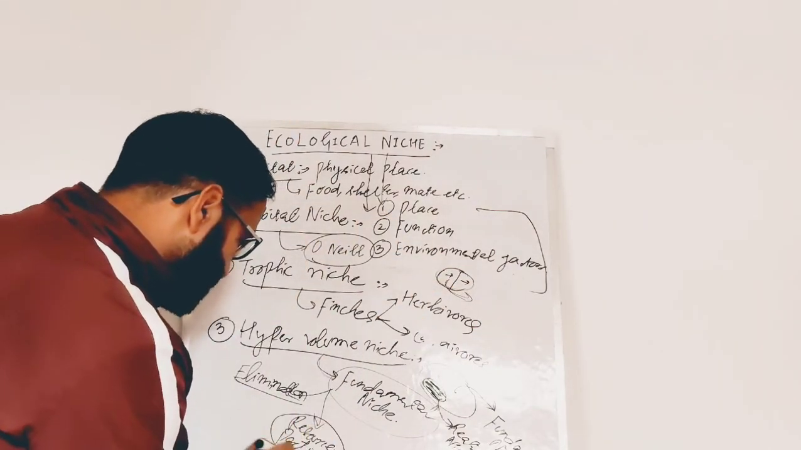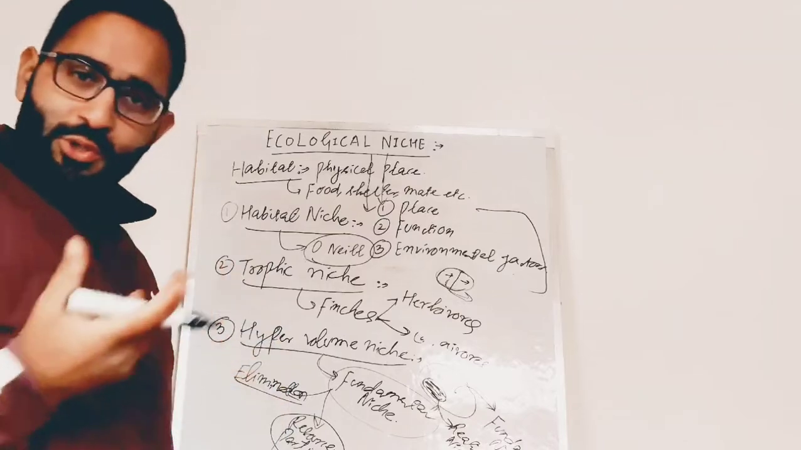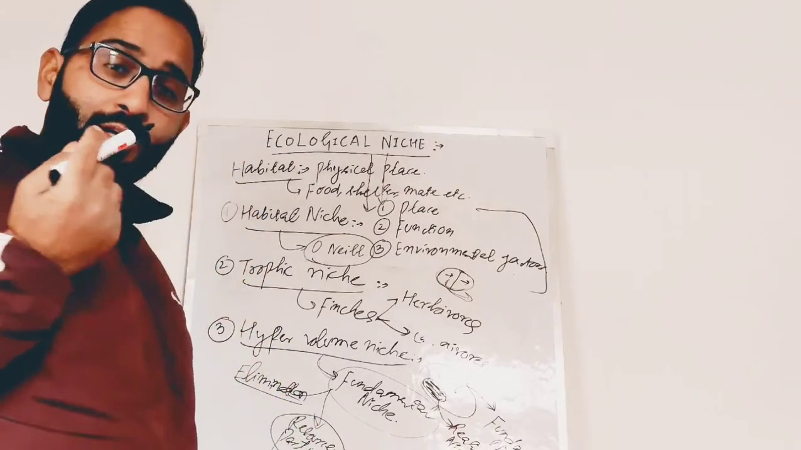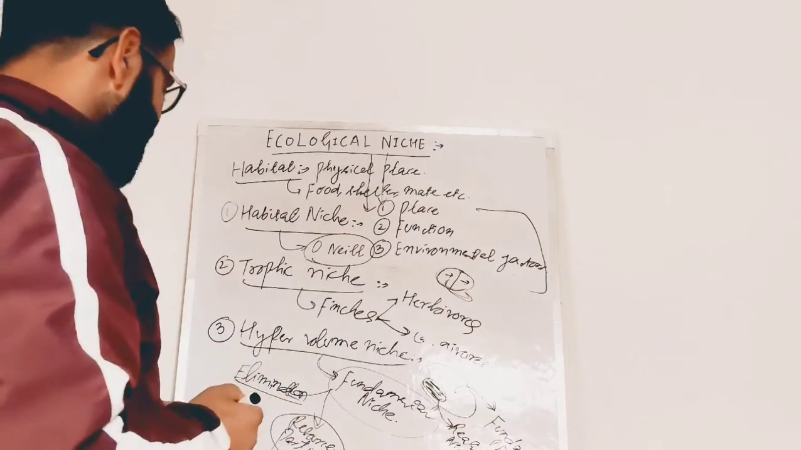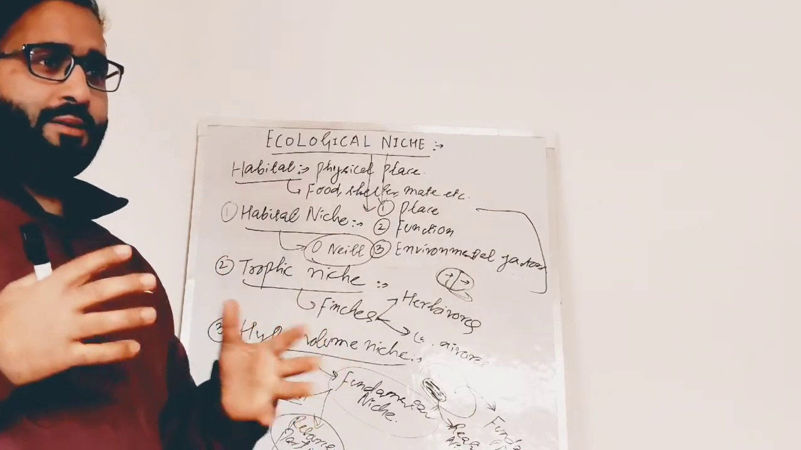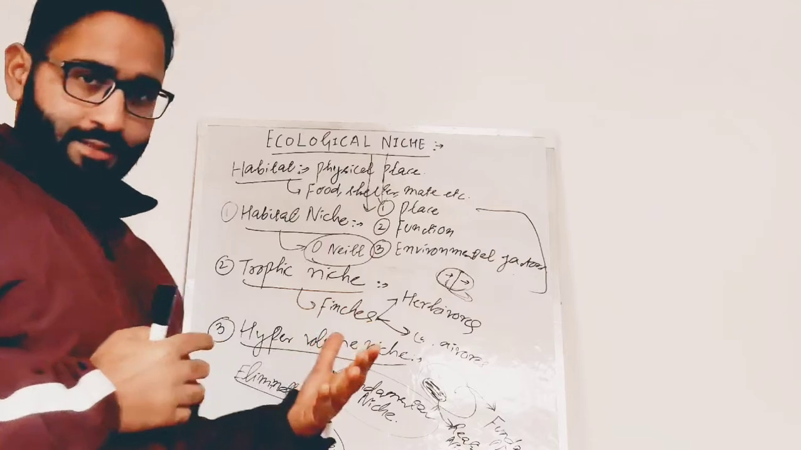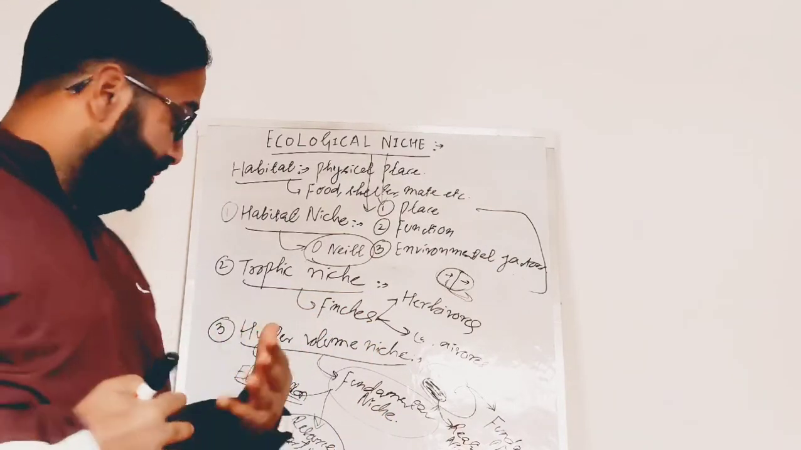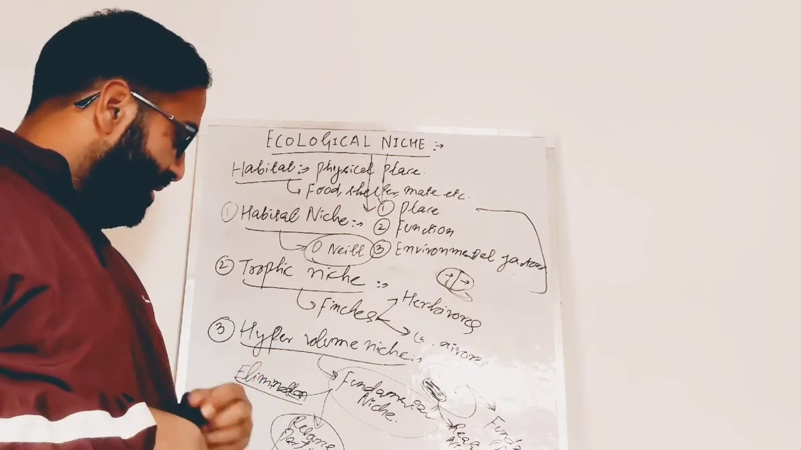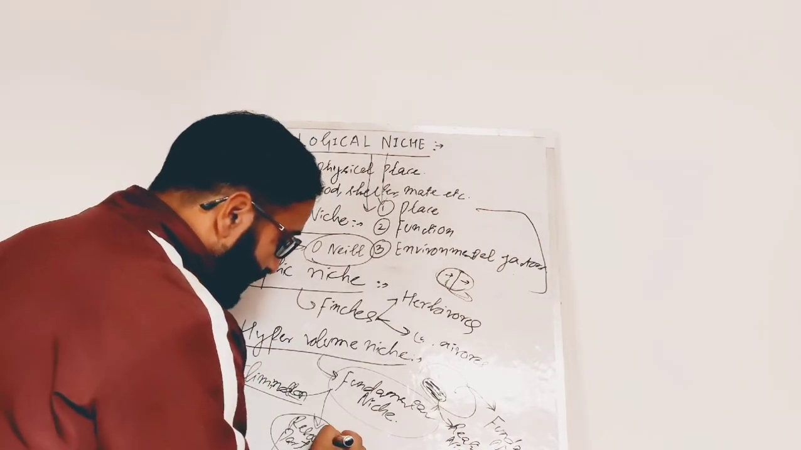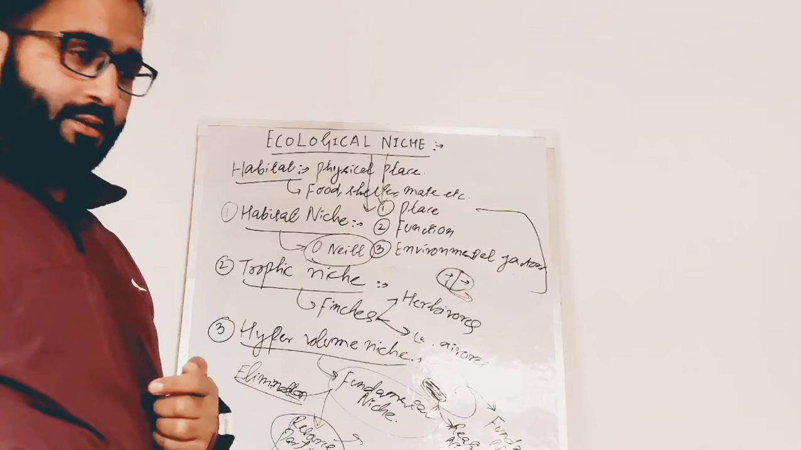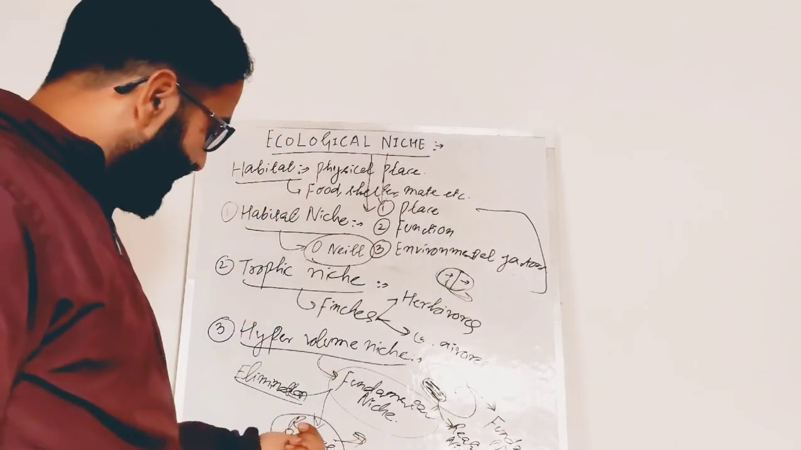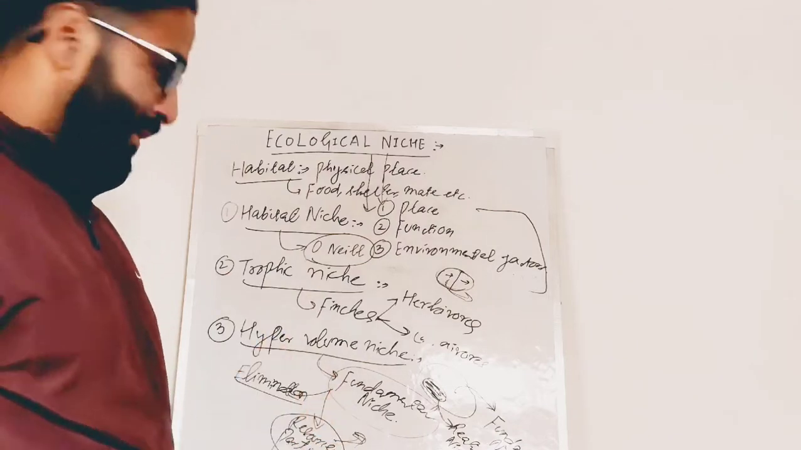And second is resource partitioning. This is also a way to reduce competition. In resource partitioning, the species go for sharing of the resources. For example, sometimes lions, big predators, and leopards are present in the same area. Then the lions usually take large prey, whereas the leopards take small prey.